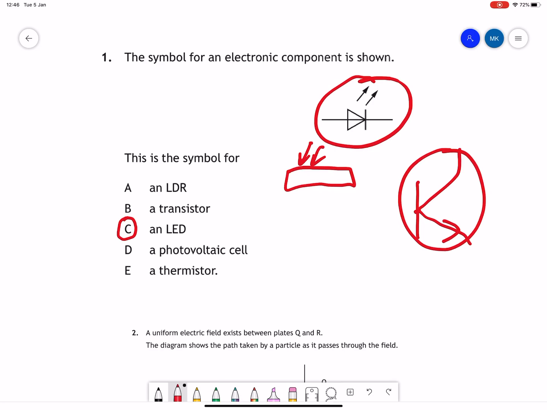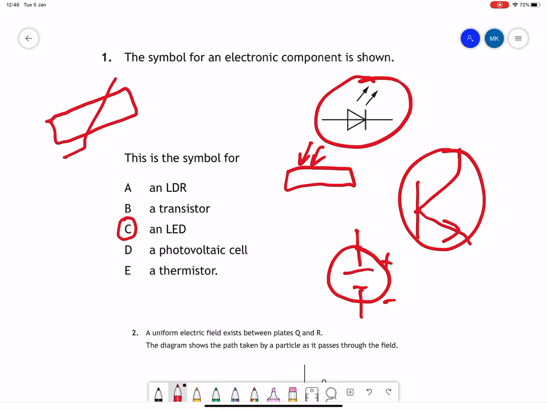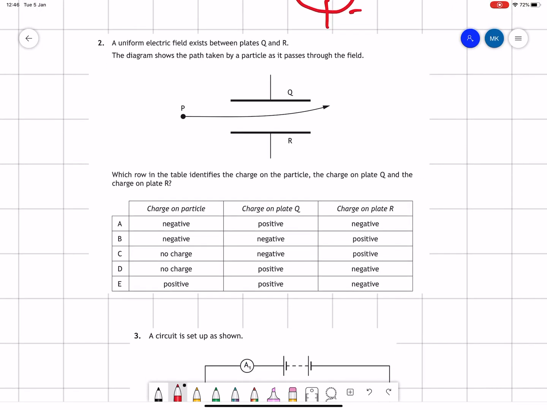A photovoltaic cell, we didn't do much on, but a photovoltaic cell looks like that, a positive and negative side. And a thermistor looks like that. So the answer is C. If you got C, give yourself 1 mark.